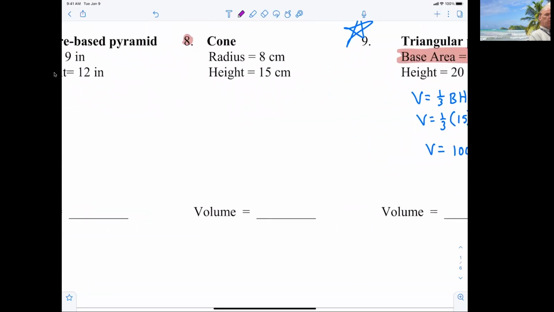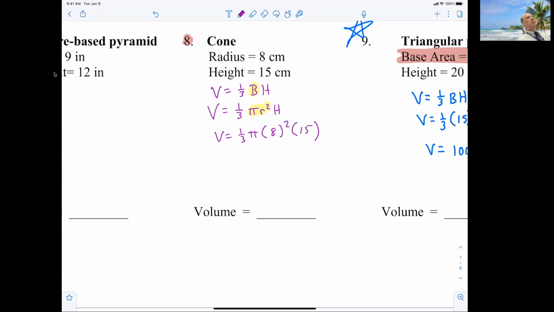What I would want you to do is write down volume equals 1/3 pi r squared times h. You with me? Right, because the base is a circle. Now, what we said yesterday was that volume equals 1/3 base times height, right? But this pi r squared is the base area. So on your calculator, you're just doing 1/3 times pi times 8 squared times 15.